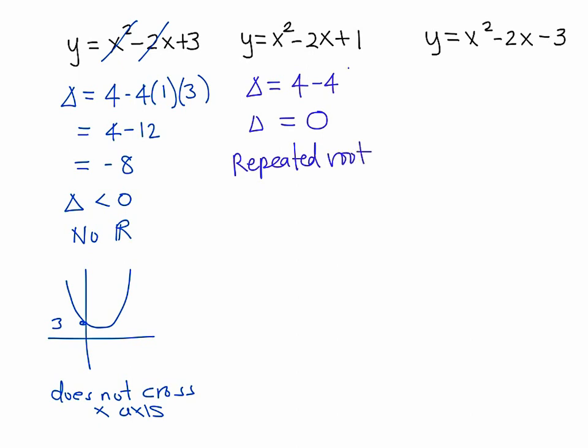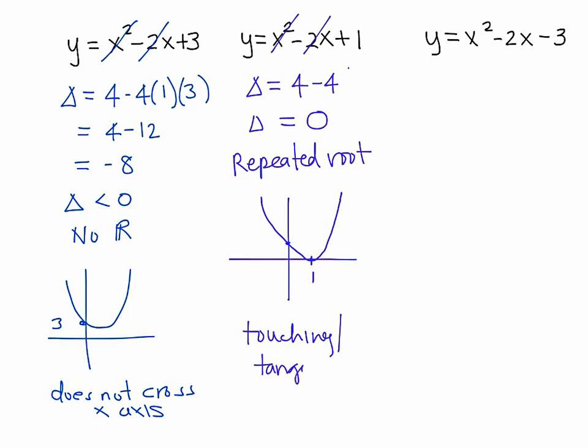Graphing this onto the calculator, we know that the y-intercept is at 1 because when you plug in x equal to 0, that goes to 0 and we have a y-intercept of 1. And it's actually going to touch the x-axis at 1. We say this as touching or tangent to the x-axis.